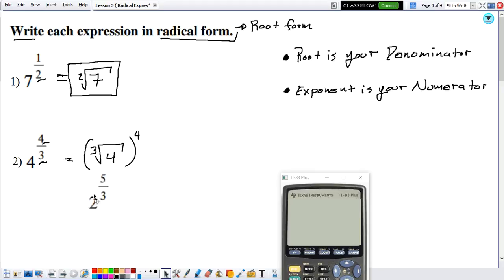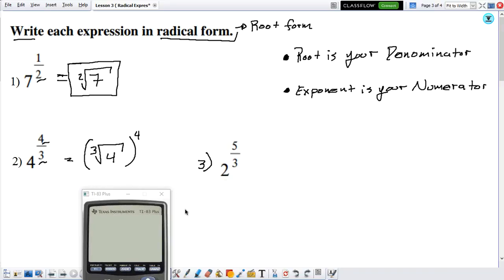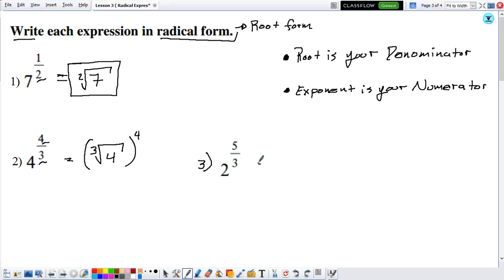So now let's look at example 3 here. In example 3, same idea. Well, I don't think we're going to need our calculator anymore. What's your base? My base is 2. You're going to write the root. The root comes from the denominator. My denominator is 3, so that means that my root is 3. I have a numerator of 5, so that means that I need to raise all this to the 5th exponent.